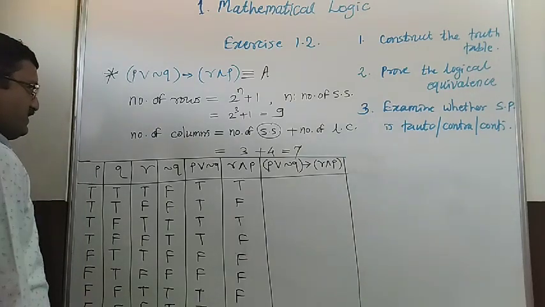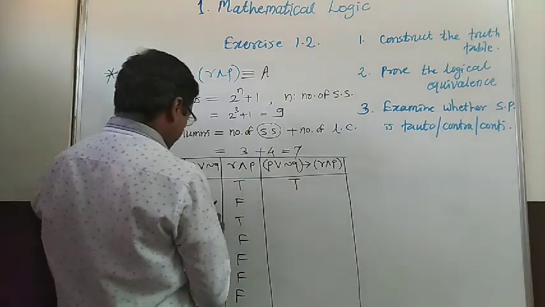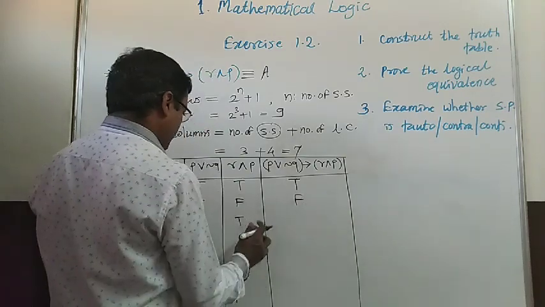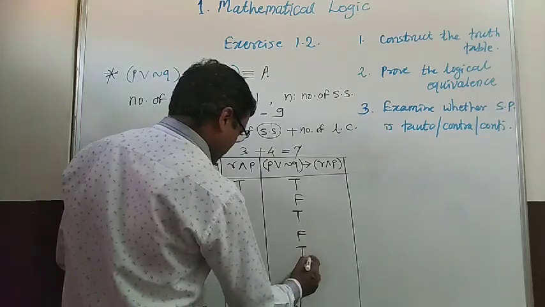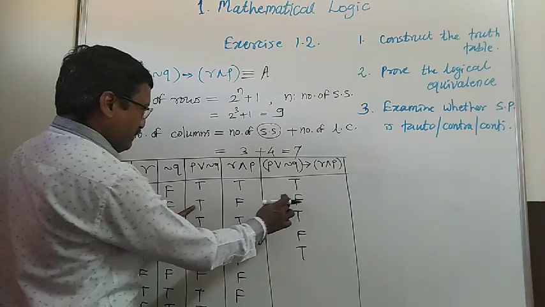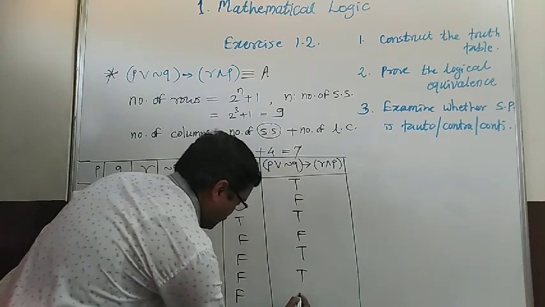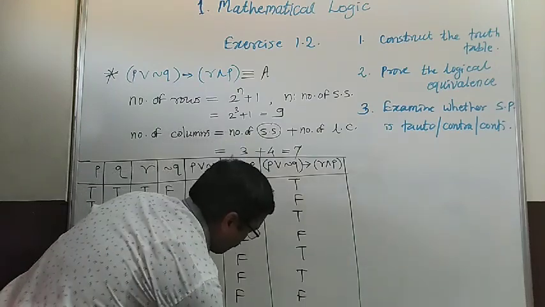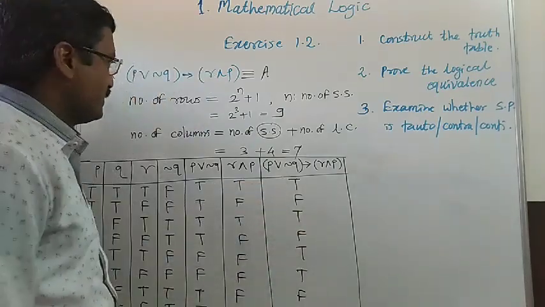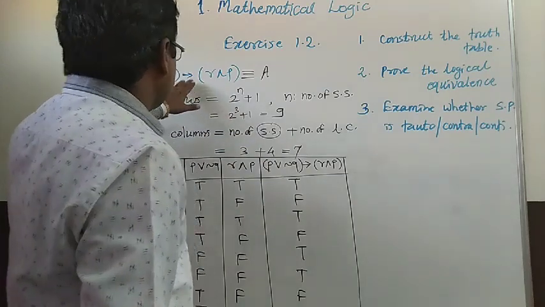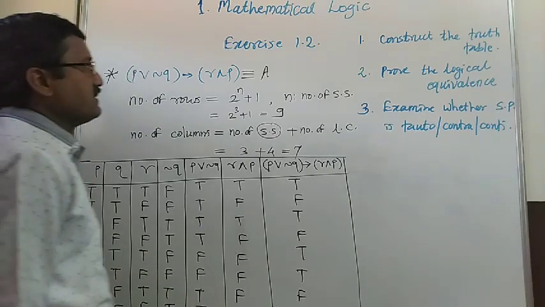Next, P or negation Q and R conjunction P, their implication. T implies T is T. T implies F is F. T implies T is T. T implies F is F. F implies F is T. Only when T implies F do we get F. Here F implies F is again T. T implies F is F. And T implies F is also F. So we get TF, TF, TT, FF. These are the entries in the truth table of this statement pattern. So this is the preparation of the truth table of the given statement pattern.